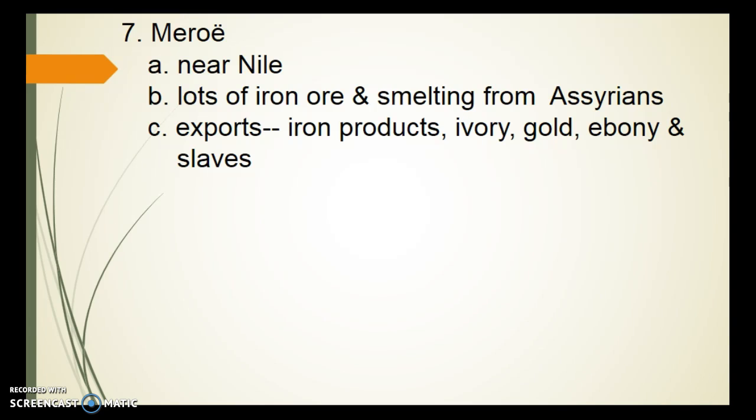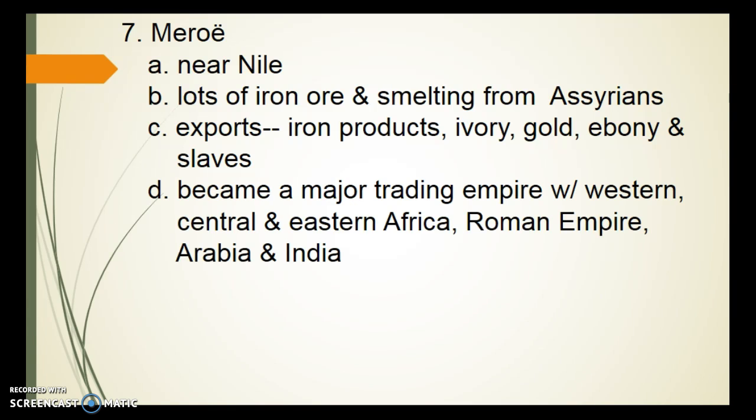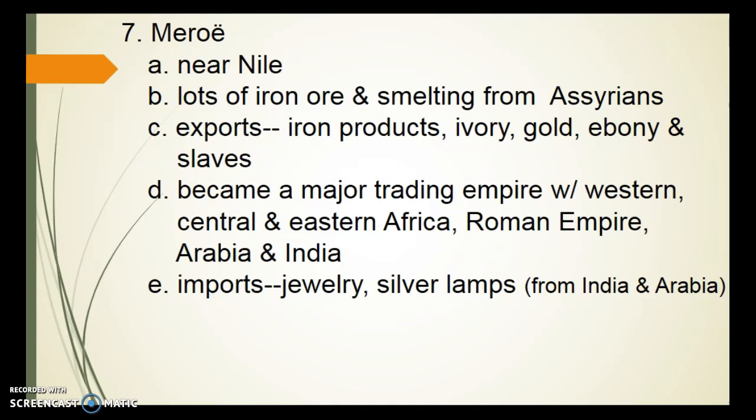They exported iron products, ivory, gold, ebony, and yes, humans as slaves. So they became this major trading empire along the western, central, and eastern parts of Africa. They even traded in the Mediterranean area of the Roman Empire, Arabia, which was to the east, and India, which was much further east. What did they get from most of those areas? They traded their iron, ivory, gold, ebony, and slaves for jewelry and silver lamps, specifically from India and Arabia.